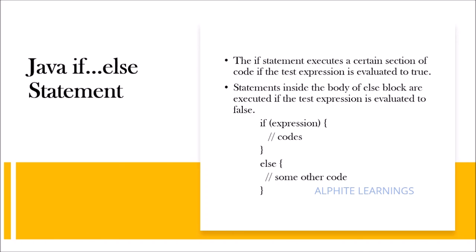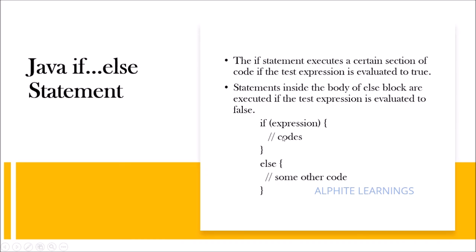So here, let us take an example of pass fail. So we have only two outcomes. In this expression you can check if the marks are greater than or equal to 50, then in the code you can just print System.out.println pass, right?